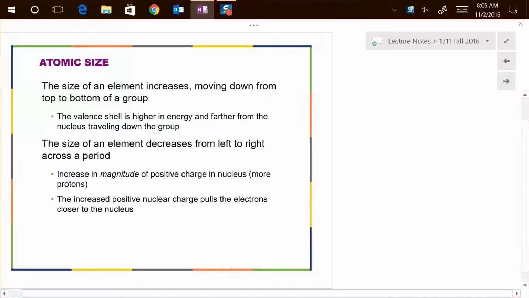Now we're going to talk about trends, some trends that we find on the periodic table, essentially. How we can predict a few different things about the elements based on their position on the periodic table. So atomic size, we can predict from the periodic table.